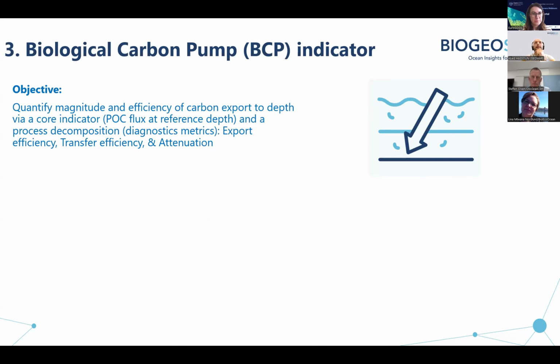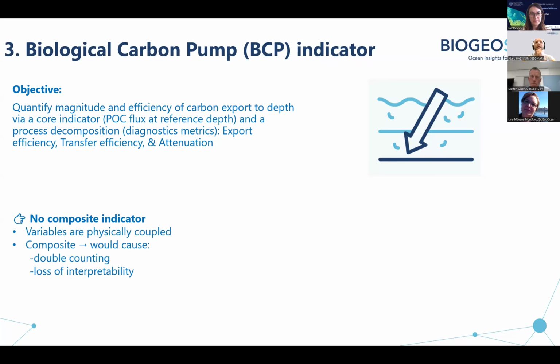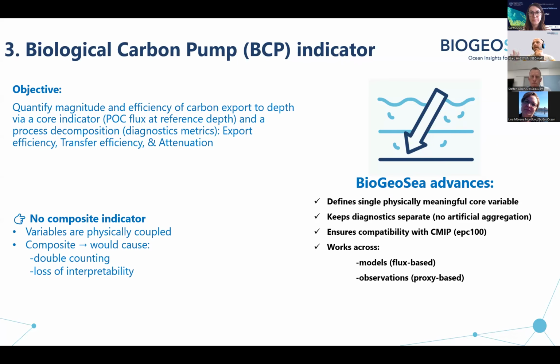For the third indicator, which is the biological carbon pump indicator, the objective is to quantify the magnitude and efficiency of carbon export to depth via a core indicator and a process decomposition via diagnostics metrics like the export efficiency, transfer efficiency, and attenuation, etc. So here, we are not developing a composite indicator because variables are physically coupled, and the composite indicator would cause double counting and loss of interpretability. So we preferred not to do a composite indicator here.